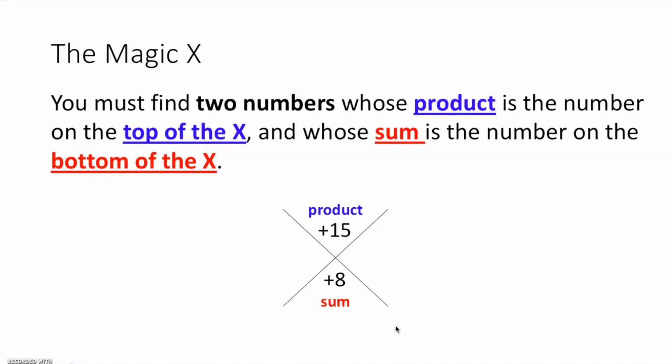Now the magic x. In order to solve a magic x, you must find the two numbers whose product is the number on top of the x and whose sum is the number on the bottom of the x. So here you can see the product, we need it to be 15, and the sum, we need it to be 8. So what does that mean? I need to find two numbers that multiply together to make 15 and add together to make 8. So what would those two numbers be? I think that would be 5 and 3. And that's how you solve a magic x. It's kind of fun. It's a little puzzle.